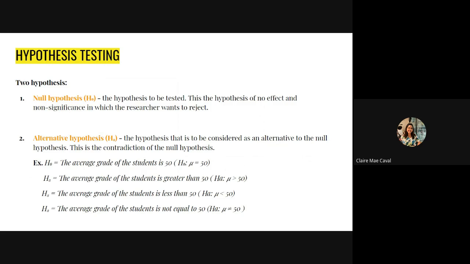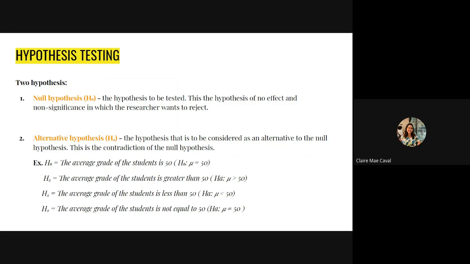Yung null hypothesis talaga, siya yung parang basis. This is the hypothesis of no effect and non-significance which the researcher wants to reject. So ito na yung pinag-usapan na 5% level of significance na pwede ma-reject ni researcher, but then they might commit the type 1 error na pwede siya maging true yung null hypothesis but it was rejected instead or wrongly rejected.